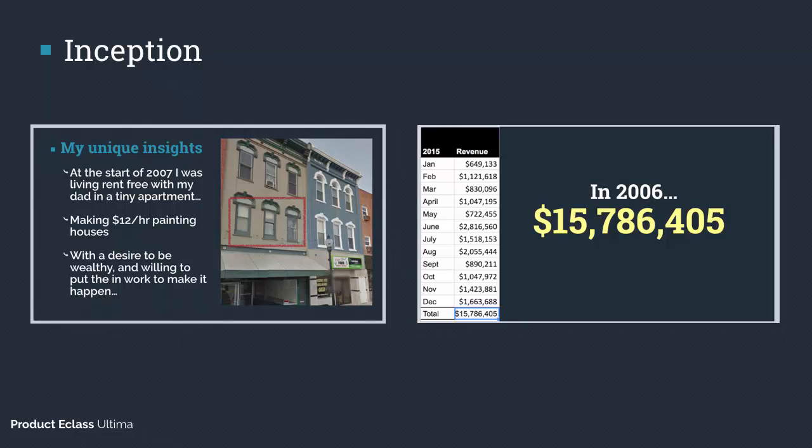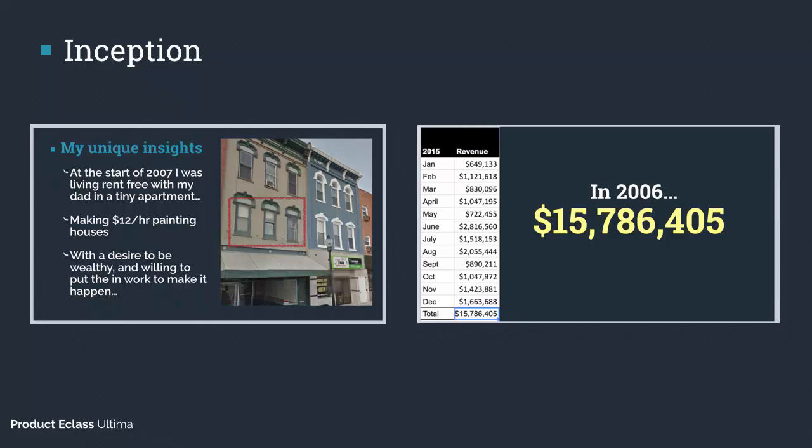The inception story for Product E-Class Ultima was this. In 2007, I was living rent-free with my dad in a tiny apartment. It looks like this, so we want to always show as much as possible. And then I said I had a desire to make wealthy, and I was willing to put in the work to make it happen. And I talked about creating my very first product. It was $4. And then I say from there, I went in 2016, it was 15 million in a single year. So this is the journey between inception to completion. And then I wrapped all those lessons up and put them into Product E-Class Ultima, which are now available to you.